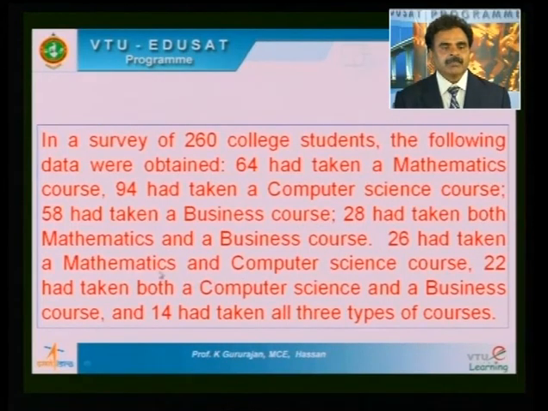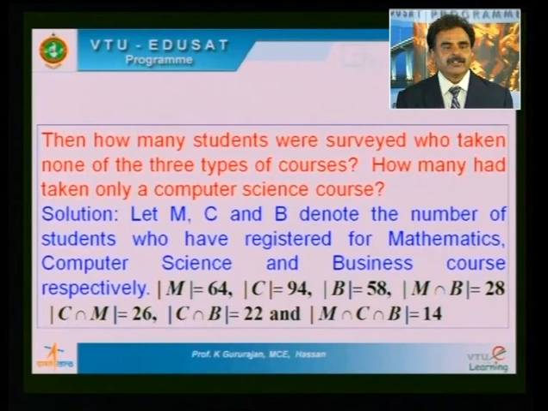28 had taken both mathematics and business courses, 26 had taken mathematics and computer science courses, 22 had taken both a computer science and a business course. Of course, 14 students had taken all the three courses: mathematics, CS and business.